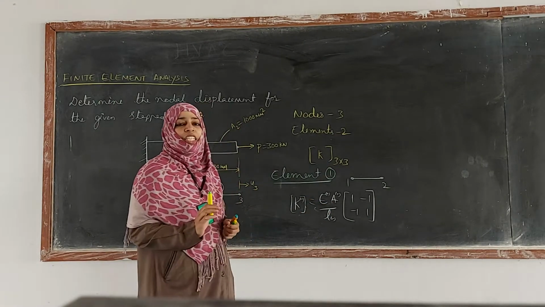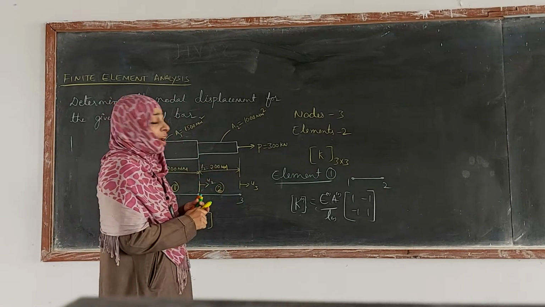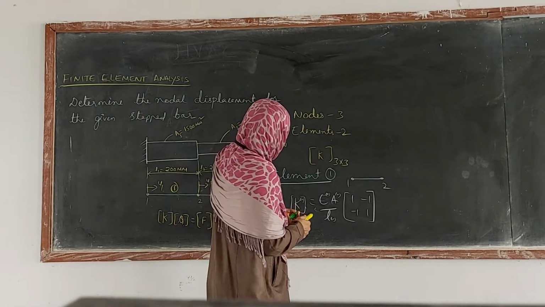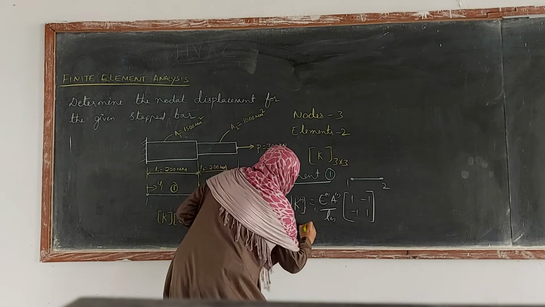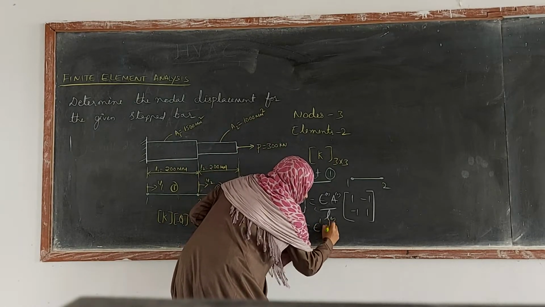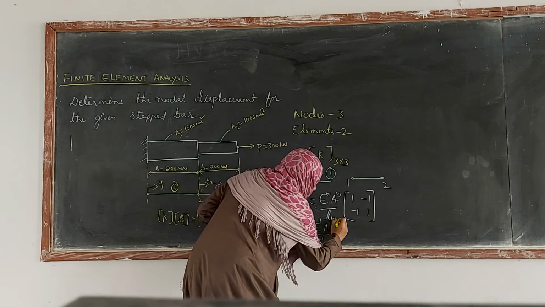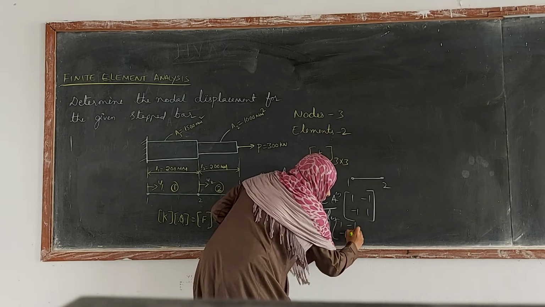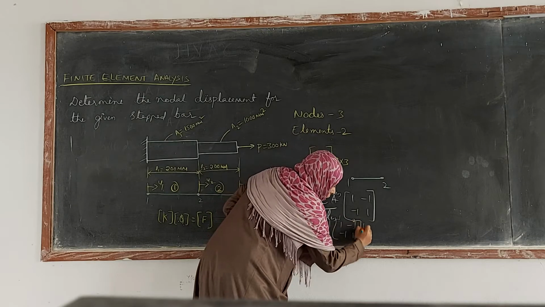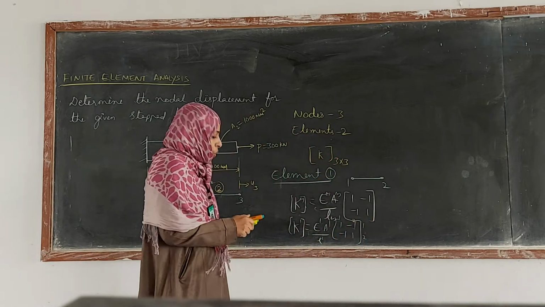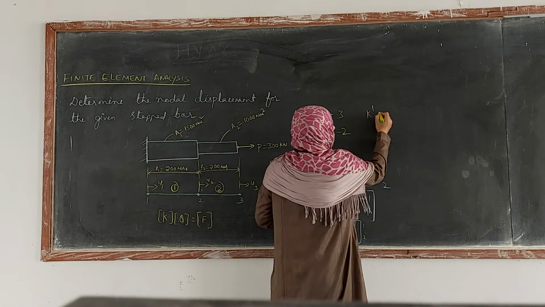If you are calculating for the first element, we substitute the given values. As we are calculating for element 1, it will be E1 A1 by L1 for K1, times the matrix [1 -1; -1 1], where the connecting nodes are 1 and 2.